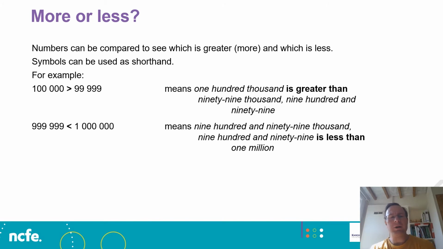So here we've got another number, 999,999, and we can see that that is actually smaller than that number, 1 million. And you can see the symbol in this case is reversed. So the smaller side of that symbol remains on the side of that smaller number, and the larger side of that symbol remains on the larger side of that number. So that's expressing that 999,999 is smaller, less than 1 million.